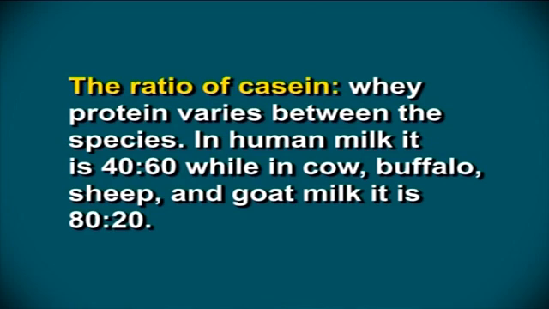The ratio of casein to whey protein varies between the species. In human milk it is 40 to 60, while in cow, buffalo, sheep and goat milk it is 80 to 20.